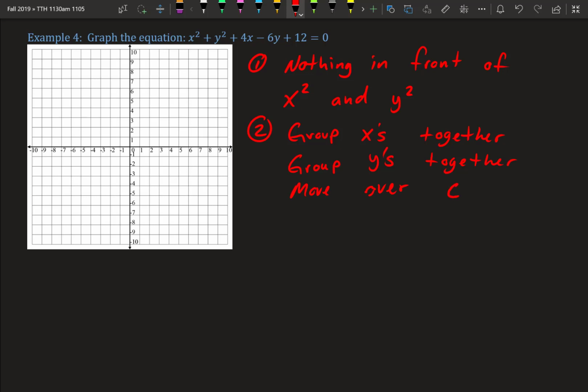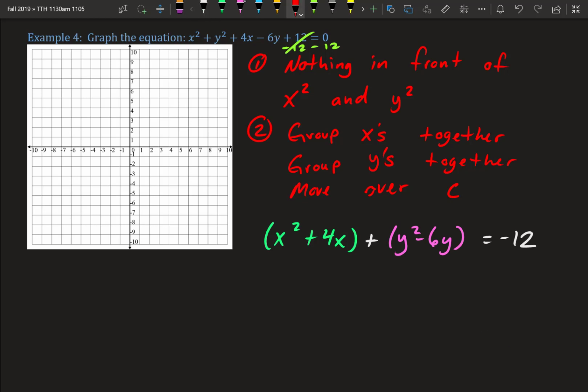So you want to group everything with an x together, group everything with a y together, and then move over c. So we're going to subtract 12 as c, and then we're going to do grouping. So we're going to group our x's together. There's always going to be a plus in the center. And then we're going to group our y's together. And we know that equals negative 12.